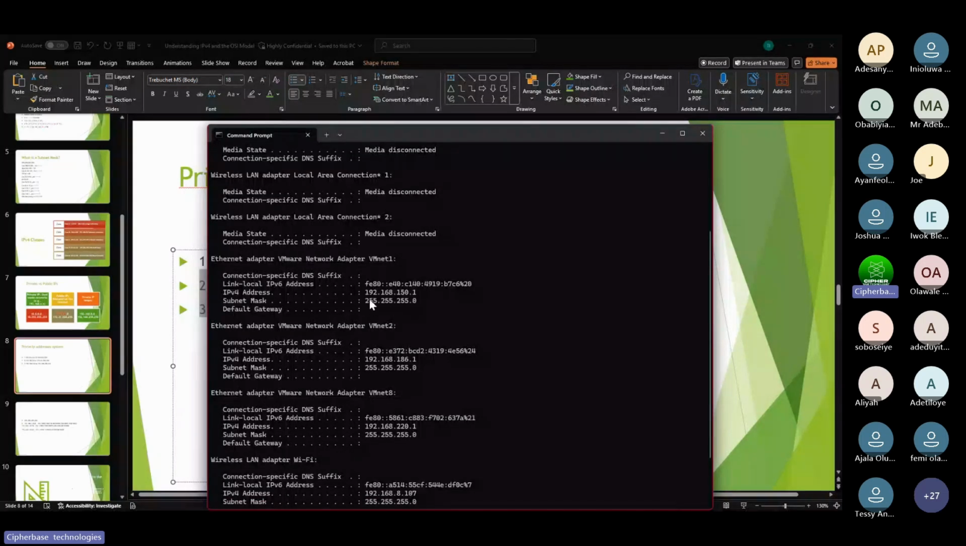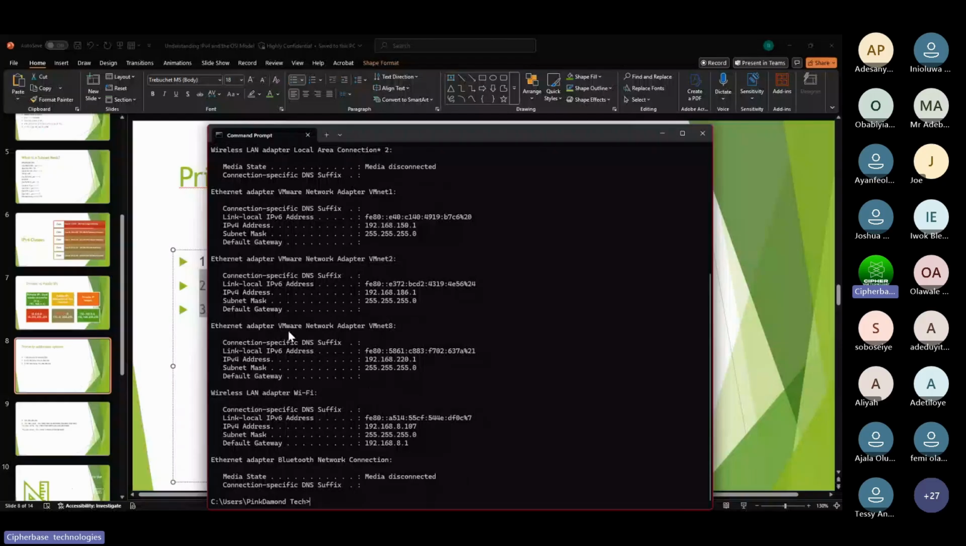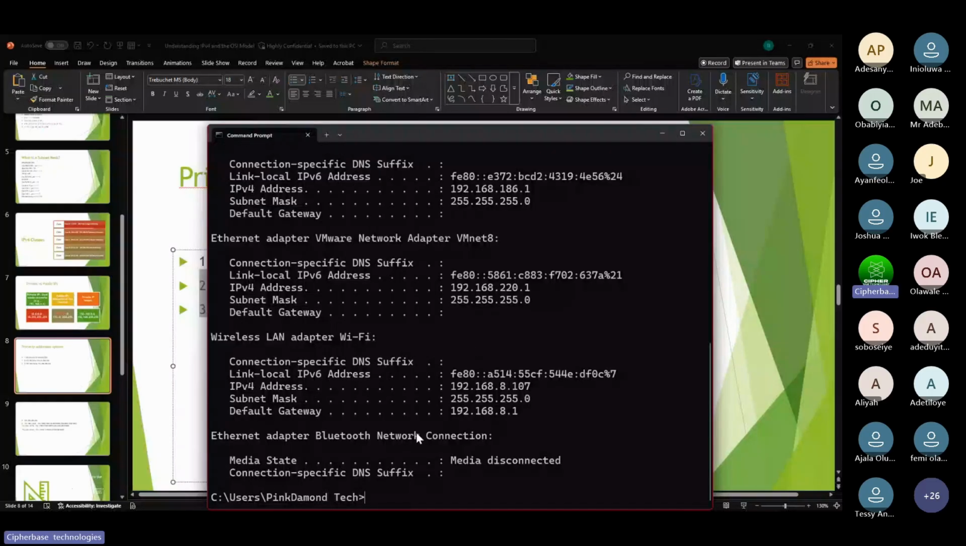This particular one is my IPv4. Then this is my subnet mask that I was talking about, and this is the default gateway. If I connect another device, it will be like 108. If I connect another one, 109, then 110, up to 254, because 255, the last one, is for broadcast. This is my private IP.